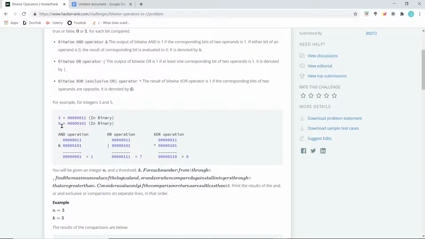Similarly, we have the representation of 5 like this in binary. 2 to the power of 0 multiplied by 1 is 1, 2 to the power of 1 multiplied by 0 is 0, and 2 to the power of 2 multiplied by 1 is 4. So 4 plus 1 here is 5. This is the binary representation of 5.